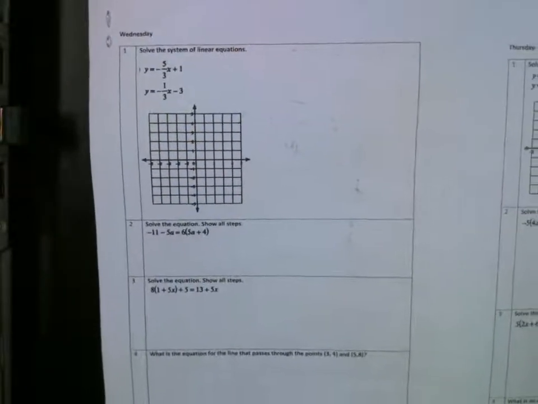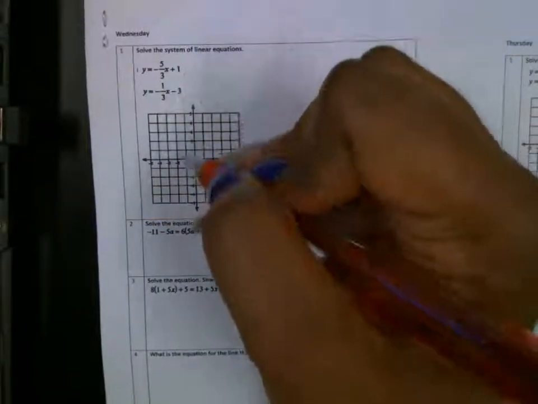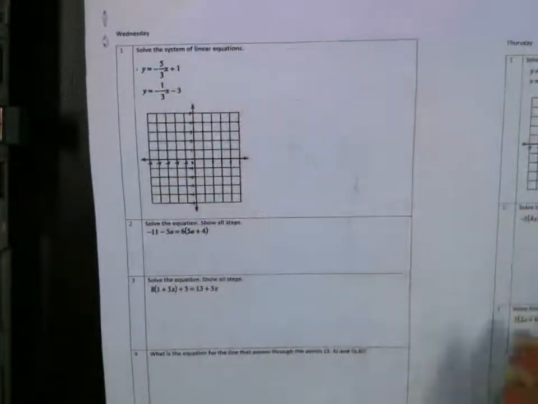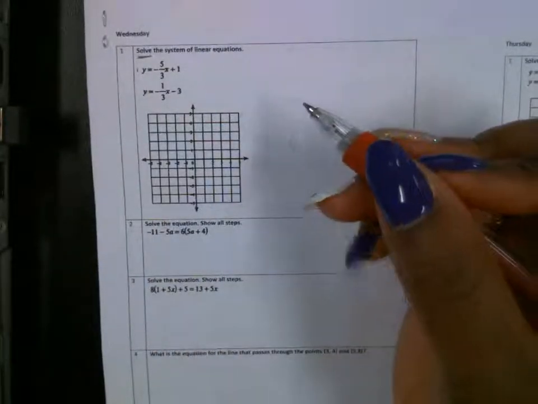Okay, this is your Wednesday homework help. So here, what you're going to do is graph both of these equations and figure out where they cross. That's how you solve a system, is to figure out where they cross.